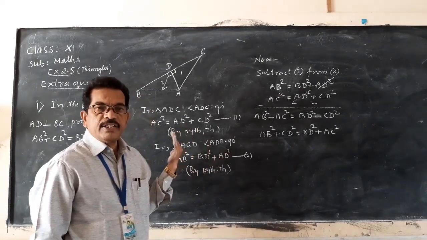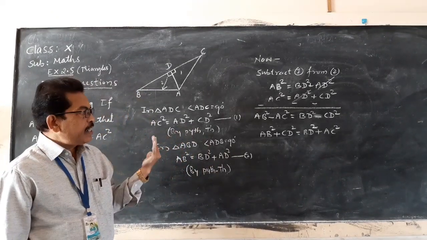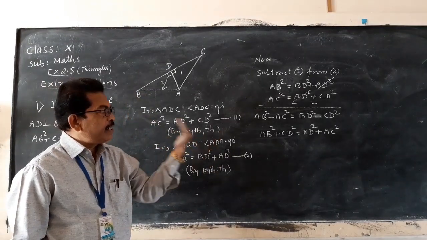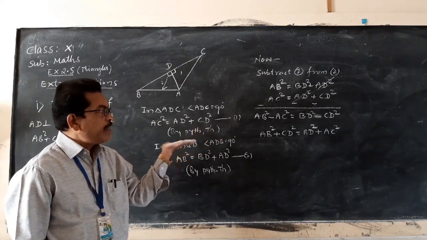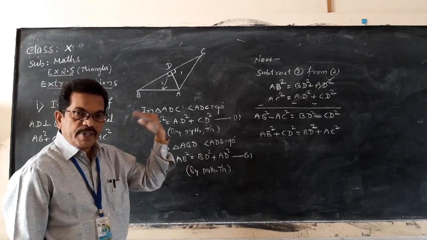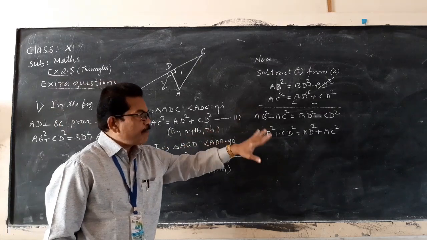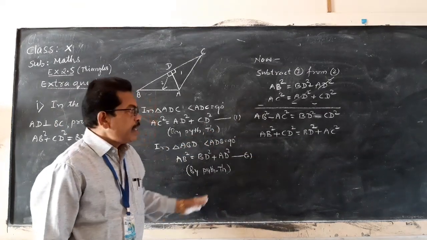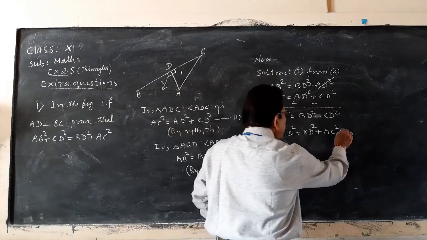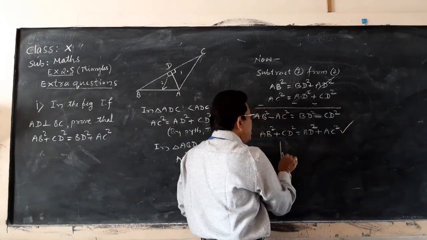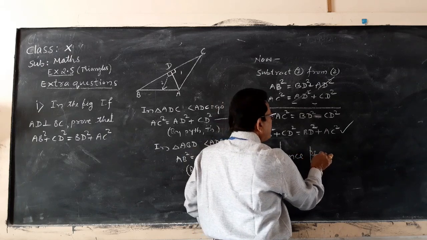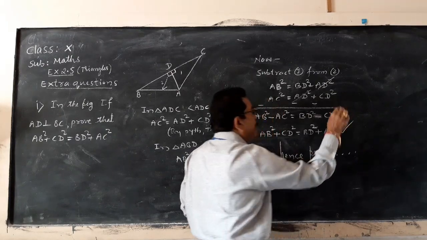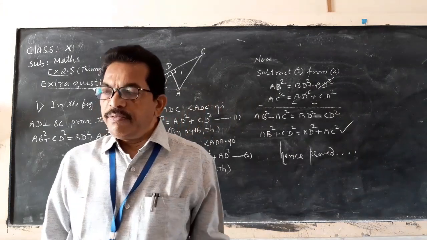Then we rearranged the result. AB square minus CD square is transposed to this side as plus CD square, and minus AC square is taken to that side, that means BD square plus AC square. This is the required result. Hence proved. Write down.